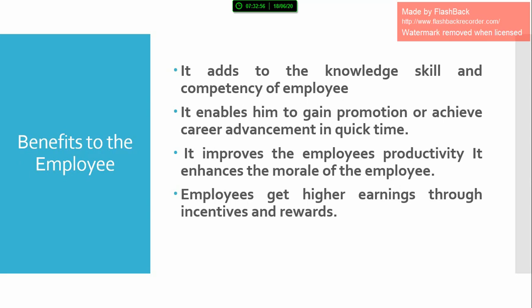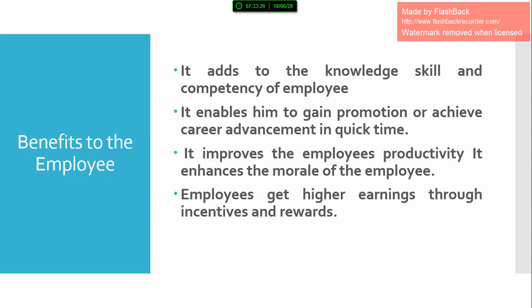Next, benefits to the employees. So what are the benefits they can get through the training? It adds to the knowledge, skill, and competency of the employee. It enables him to gain promotion or achieve career advancement in quick time. If you give the training, they can go for the next level. And it improves employee productivity.